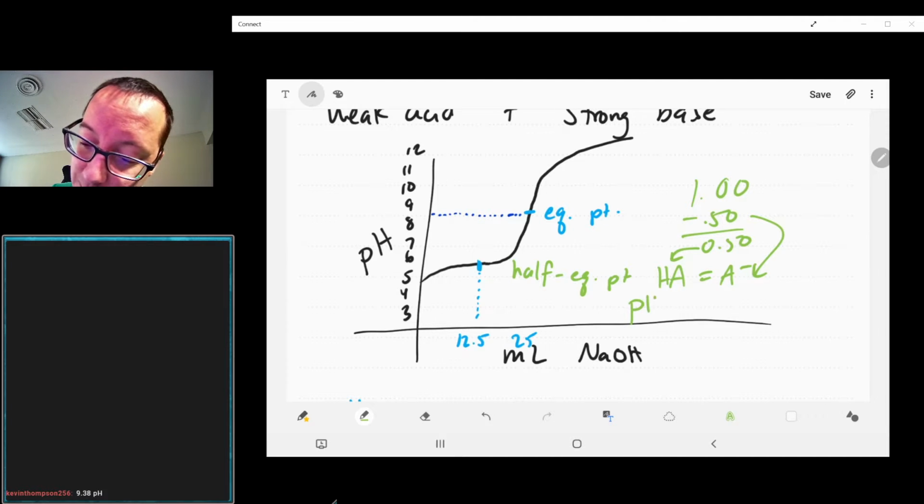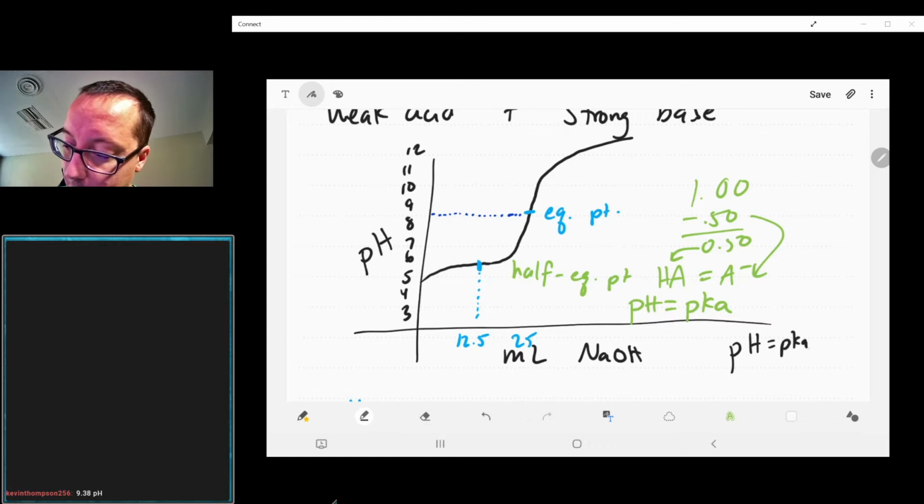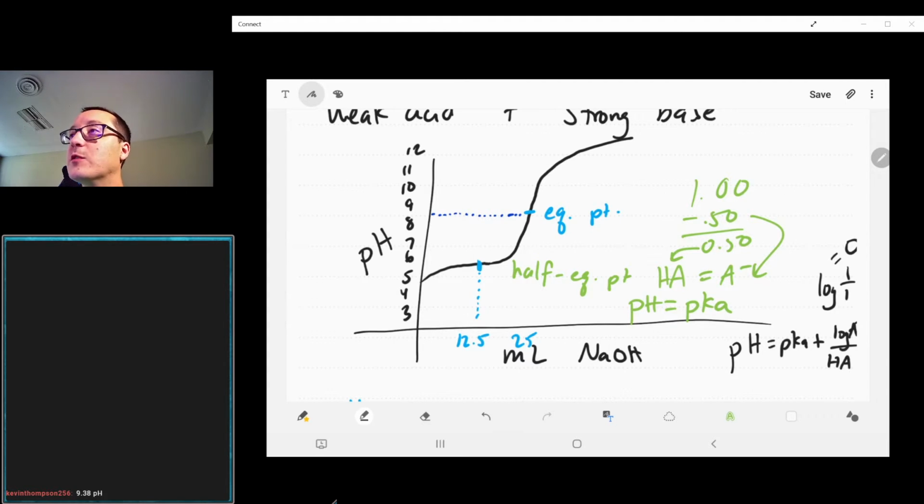At the half equivalence point, the pH is equal to the pKa. So that's another important facet of a weak acid titration, is learning that at the half equivalence point, your pH and your pKa are identical. Because remember that Henderson-Hasselbalch gives us this thing. Remember that the log of 1 over 1 is 0. So that just goes away. And so we're left with just pH is pKa. So that's at the half equivalence point.